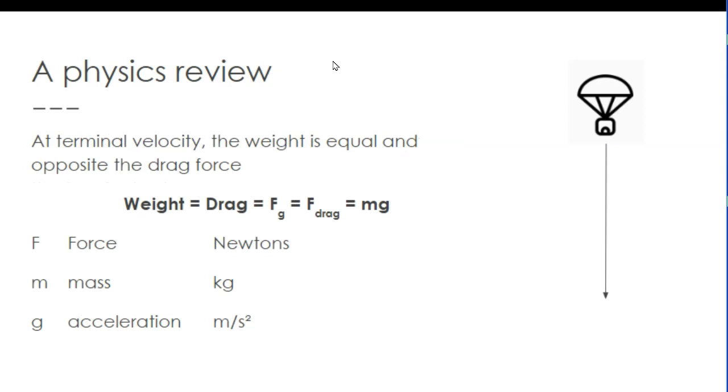At terminal velocity, the weight is equal and opposite to the drag force. So that means the weight is equal to the drag, because it's not speeding up, it's at constant velocity. It's not speeding up, it's not slowing down. So the weight is going to be equal to the drag. That means the force of gravity is equal to the drag force, which is going to be the mass times gravity. And mass has to be measured in kilograms. Gravity is meters per second squared, and it's 9.81 meters per second squared. That's what we're going to use for these calculations. Force will be measured in newtons.